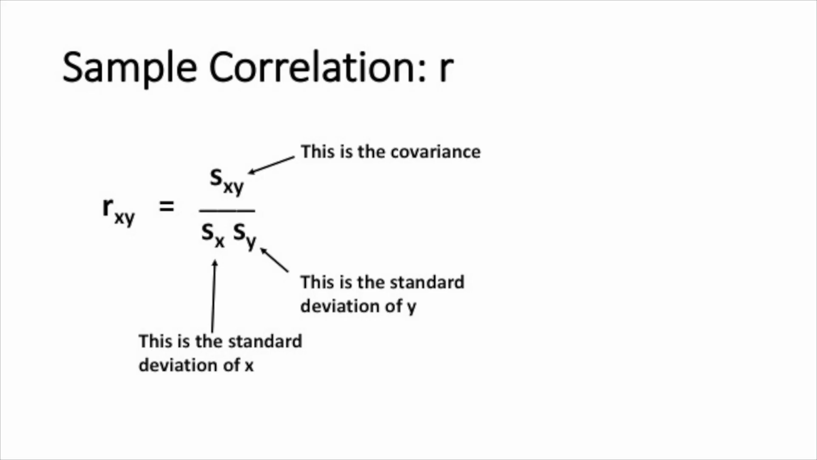To calculate the correlation, which here is indicated by an R subscript xy, you take the covariance between x and y. We just saw that statistic a minute ago. And you divide that by the standard deviation of x, which is indicated by S sub x, multiplied by the standard deviation of y, which is S subscript y.